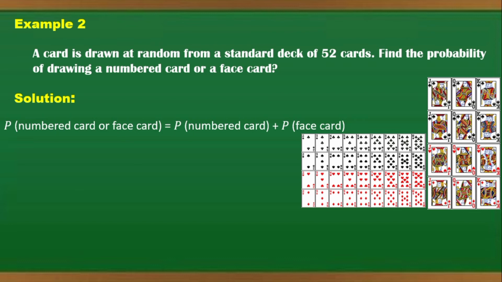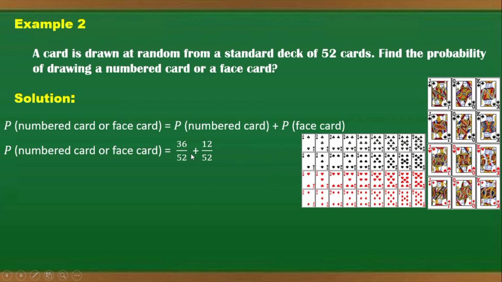So let's substitute them. Probability of numbered card or face card is equal to 36 over 52 plus 12 over 52. 36 is our favorable outcome and 52 is total possible outcomes. Same in 12 over 52. 12 is our favorable outcome and 52 is our total possible outcomes.